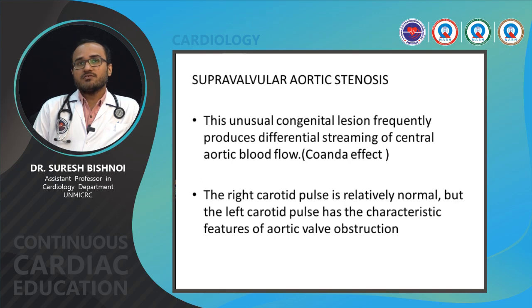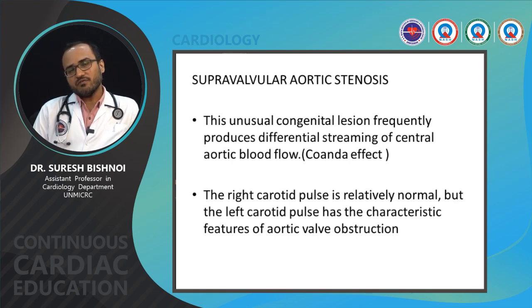The next disease where you have a typical pulse difference is supravalvular aortic stenosis. Whenever you suspect supravalvular aortic stenosis, you should examine both carotid pulses, because there is an unusual streaming of the blood, and this unusual congenital lesion frequently produces a differential streaming of the central aortic blood flow. This is known as the Coanda effect. The right carotid pulse is relatively normal, but the left carotid pulse shows the characteristic feature of aortic wall obstruction. That's a slow rising and late peaking pulse.